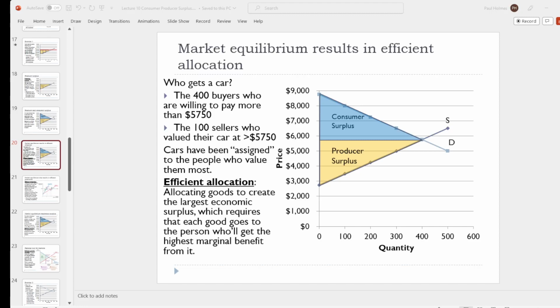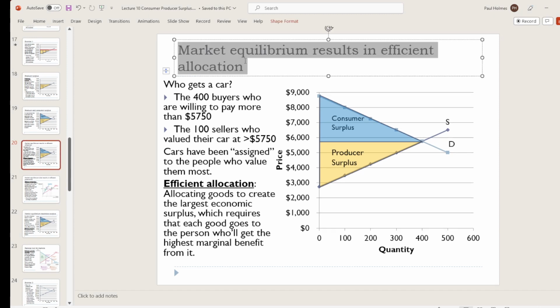So how do these ideas of consumer and producer surplus relate to the efficiency ideas that we started talking about earlier? Well, one of our big results in welfare economics is that the market equilibrium is efficient, in the sense that it maximizes the total amount of economic surplus. There are several different arguments that we can make for why this is the case.